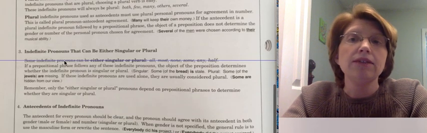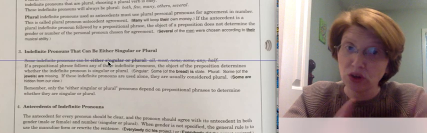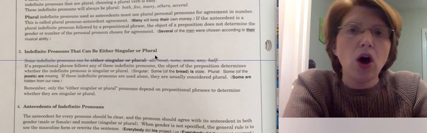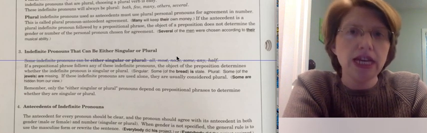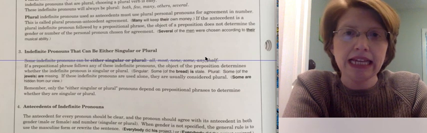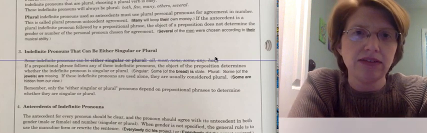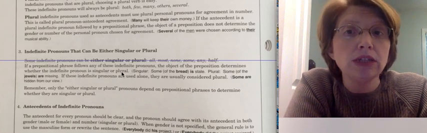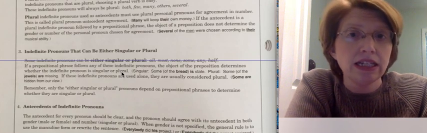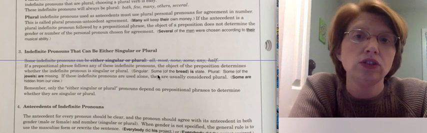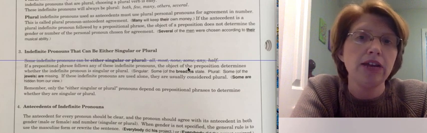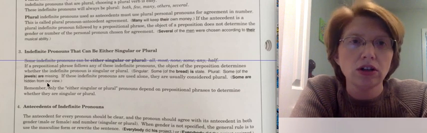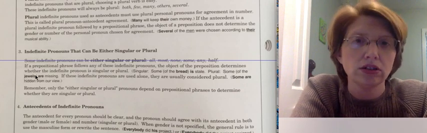Okay. Indefinite pronouns that can be either singular or plural. These can be the tricky ones. All, most, none, some, any, half. I love that they give us a list. Okay. So, what we do is we look at the prepositional phrase to determine what to do. So this one, some of the bread. Bread here is singular, so we say is. Some of the jewels are, because we look at jewels, are.